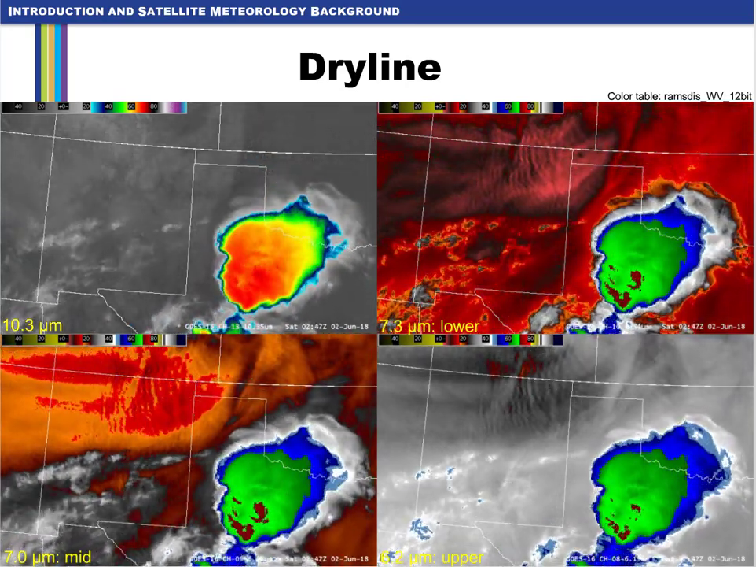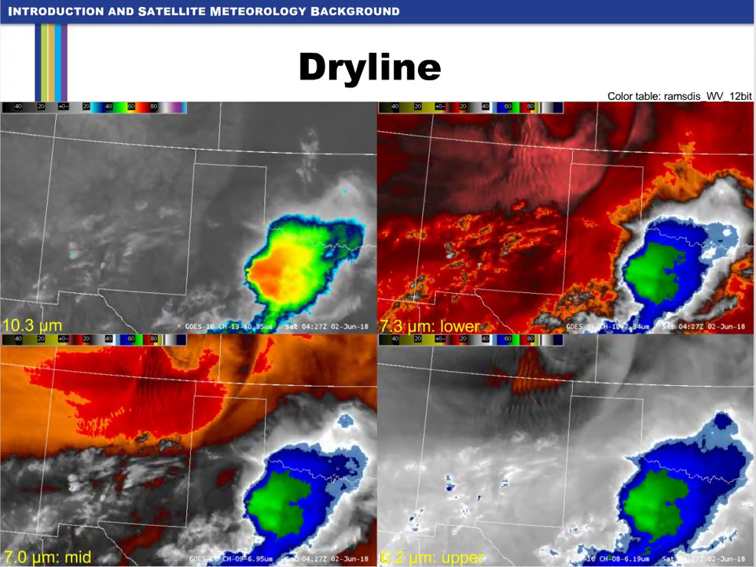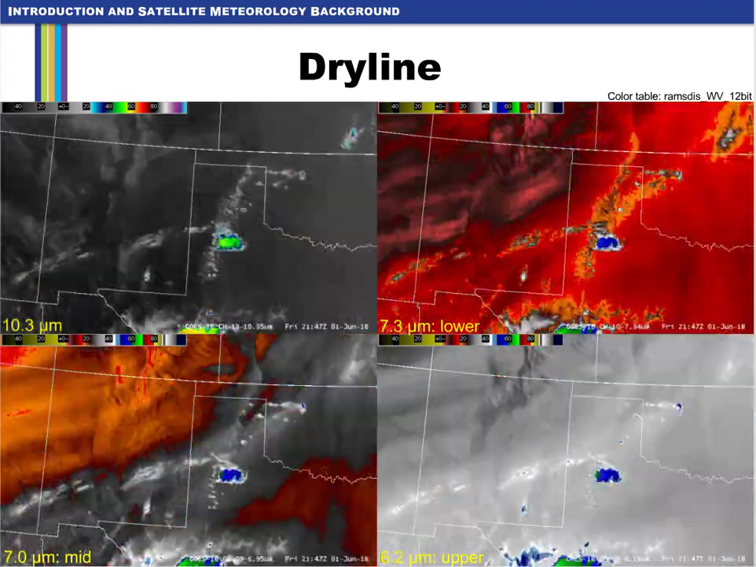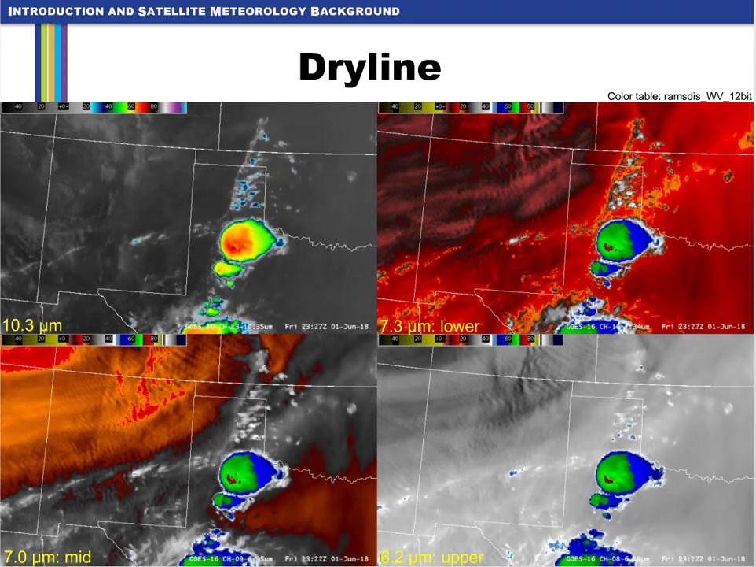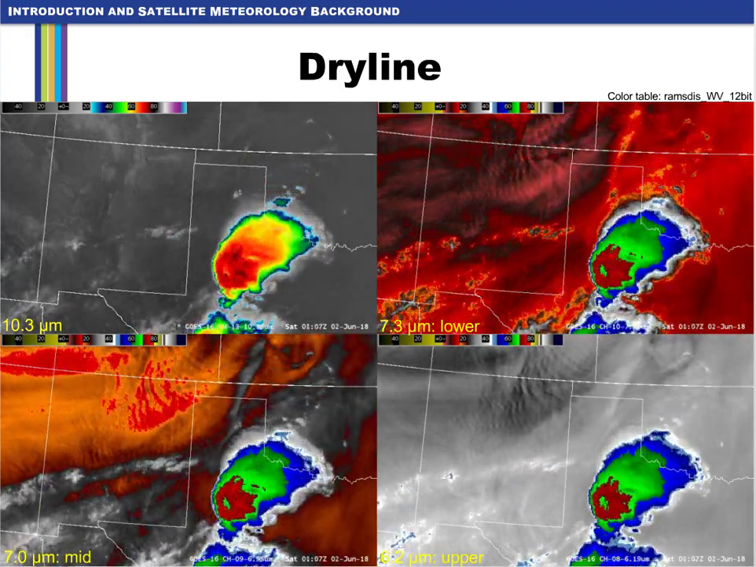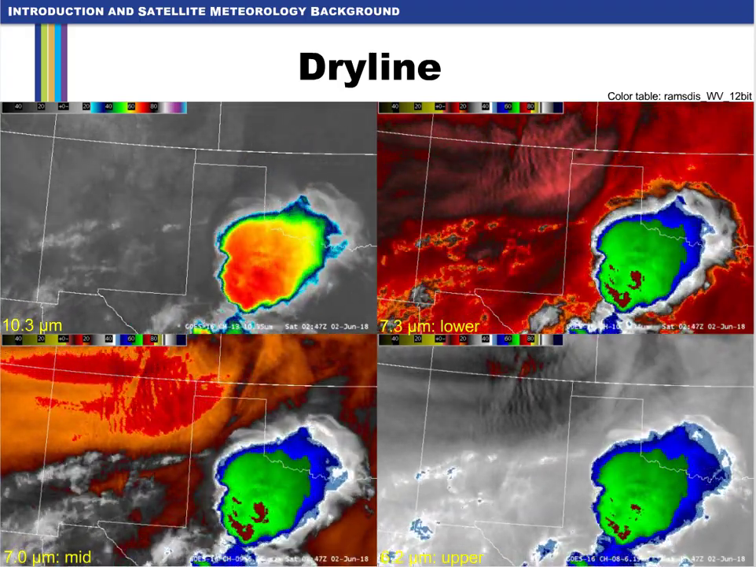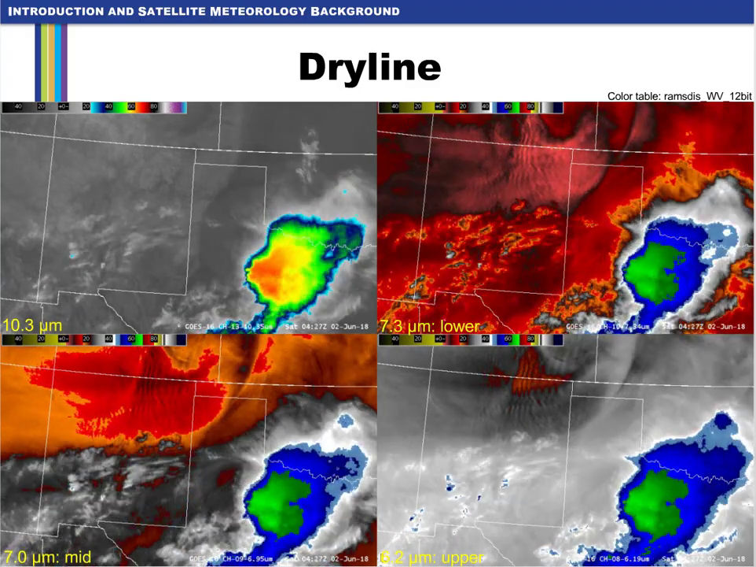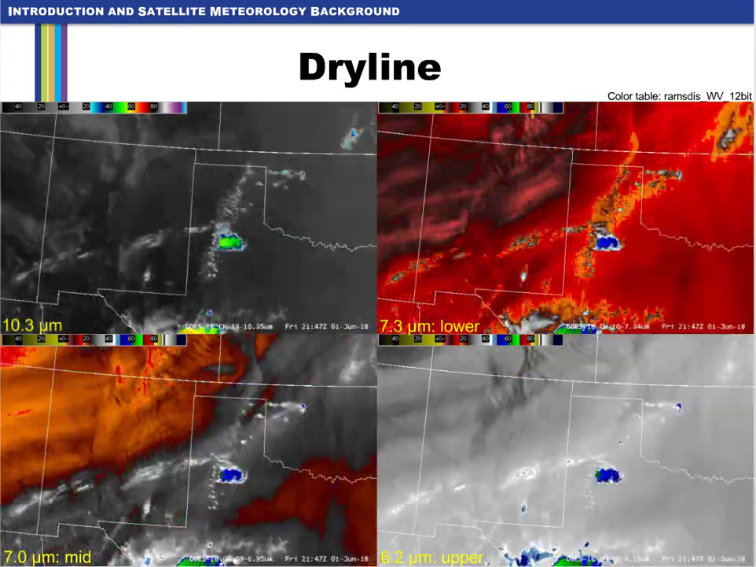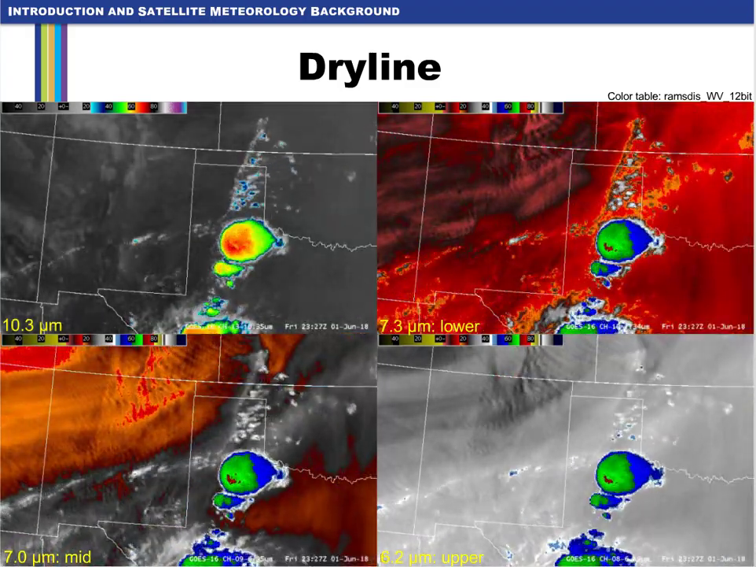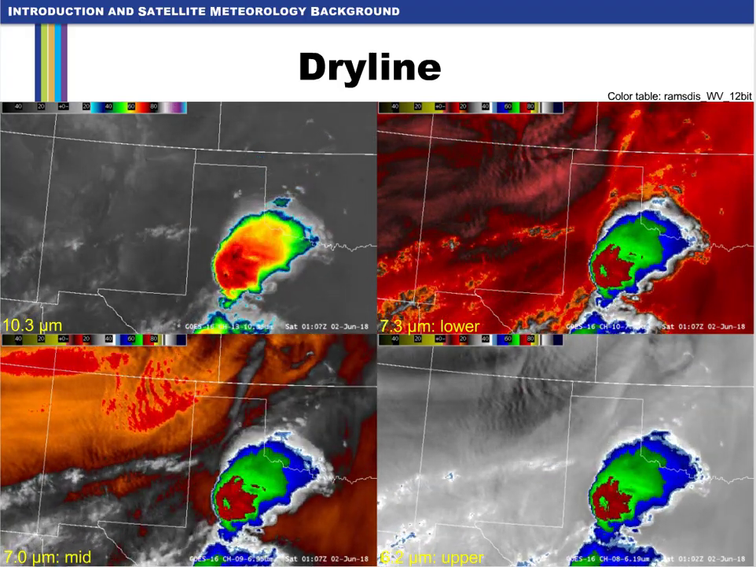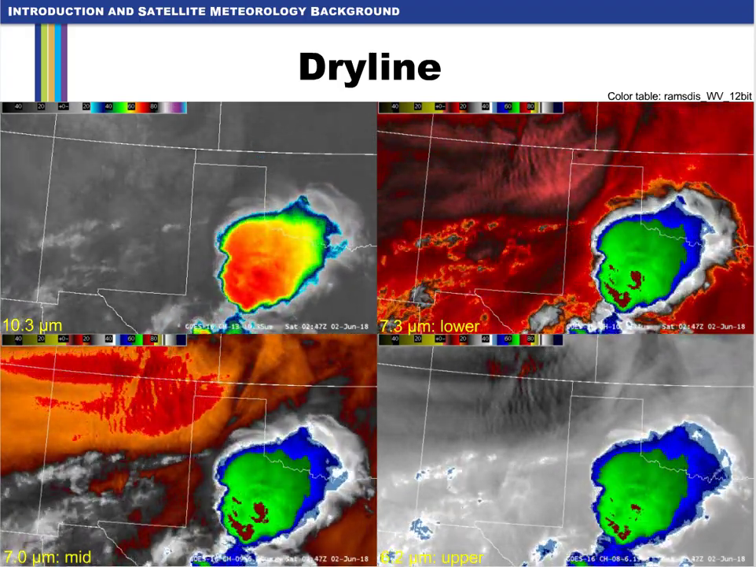During daytime hours, temperatures are warmer on the dry side of the dry line and cooler on the moist side. However, after sunset, that temperature regime reverses. Later in the loop, you can easily see the dry line moving westward with warmer brightness temperatures on the moist or eastern side, while temperatures on the dry or western side are cooler.